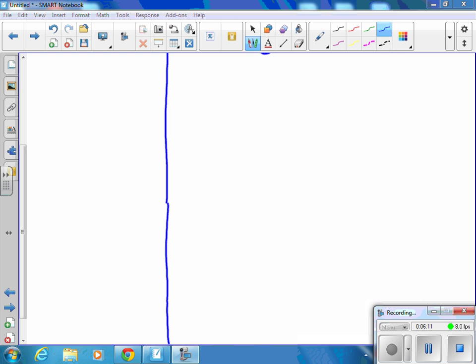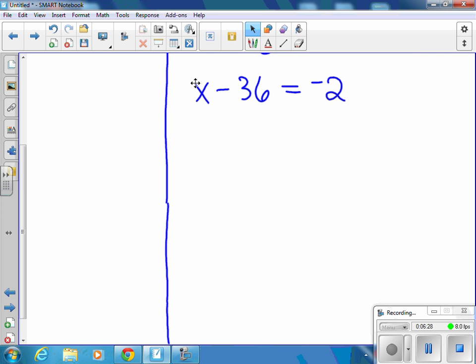Okay, let's do one more. This time, we're going to have x minus 36 is equal to negative 2. Okay, again, the number I need to get rid of is the number that is with my variable. The number with my variable is a negative 36 or a minus 36. So this is what I need to get rid of.